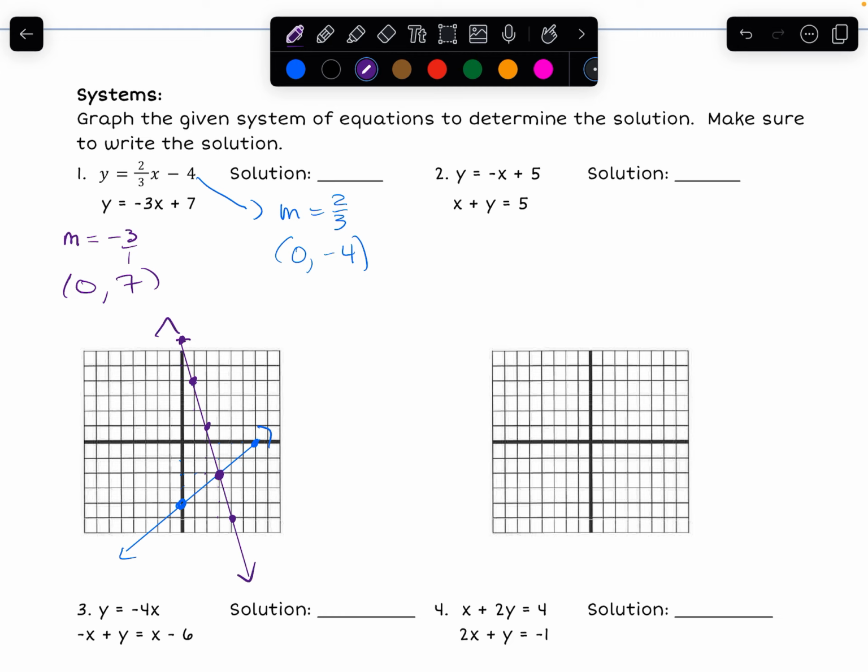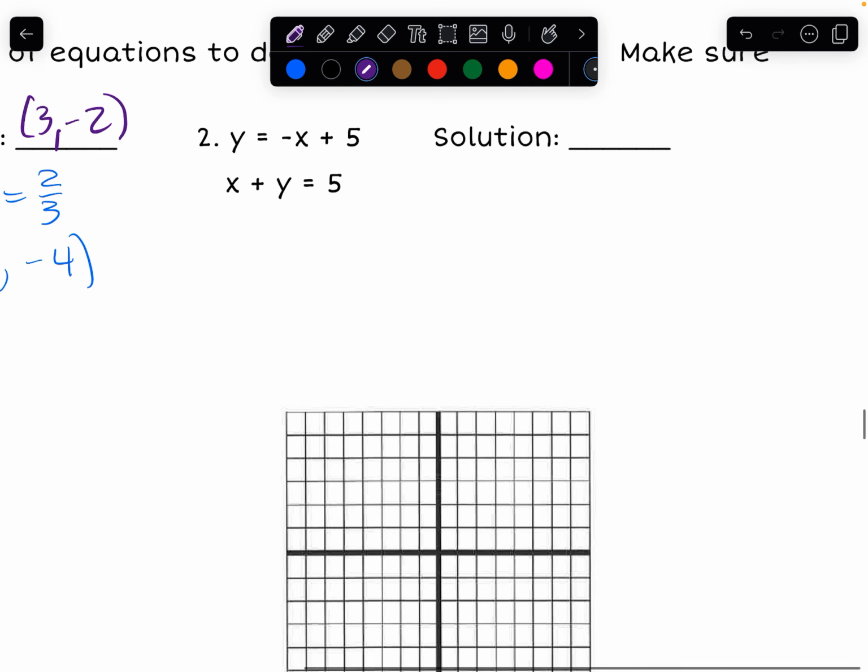Where did they run into each other? At 3, -2. This next one, the top one, I have a slope of -1, which is over 1. I have a y-intercept of 0, 5. So I'm going to go to 0, 5, and go down 1 over 1, down 1 over 1, and keep going down 1 over 1.